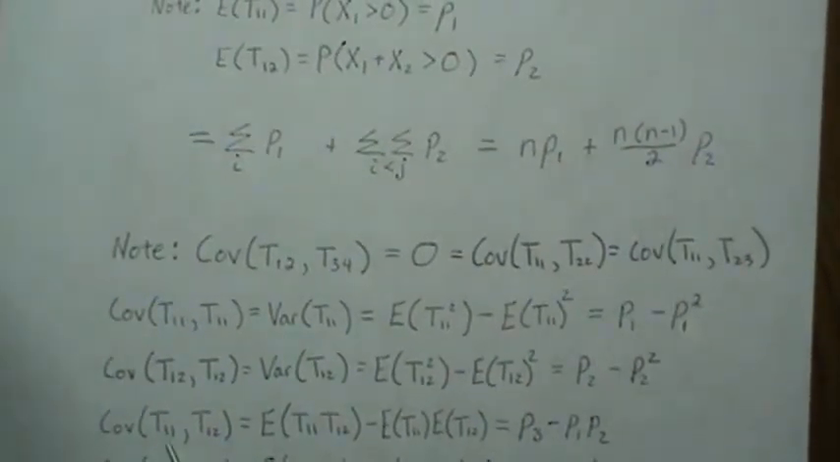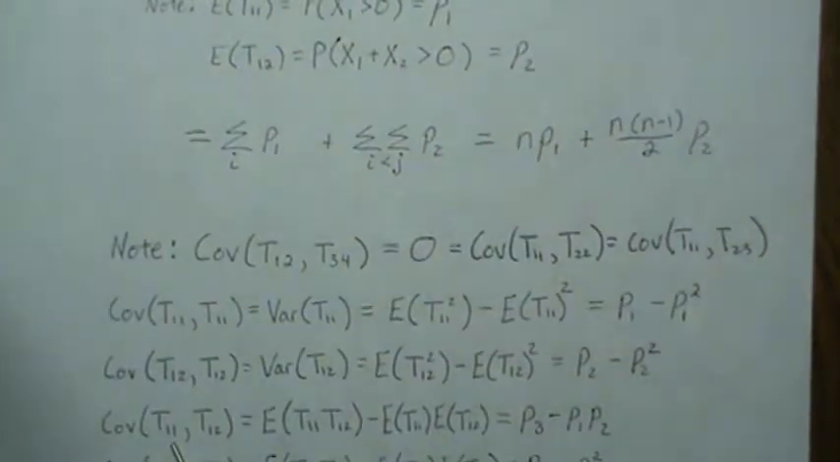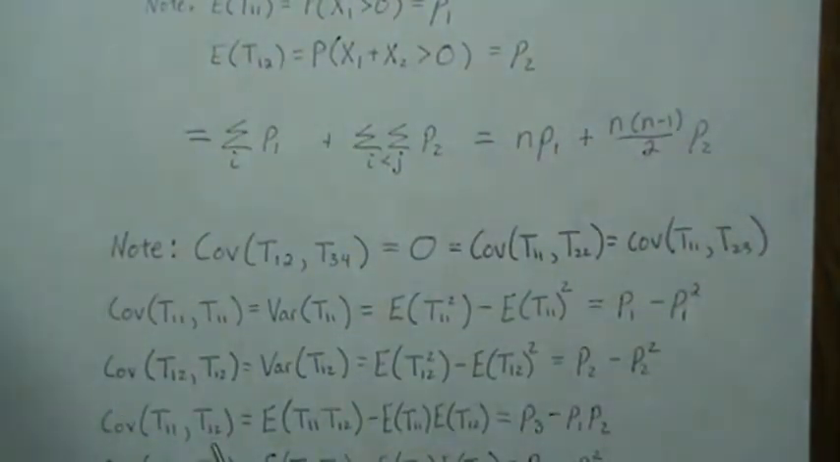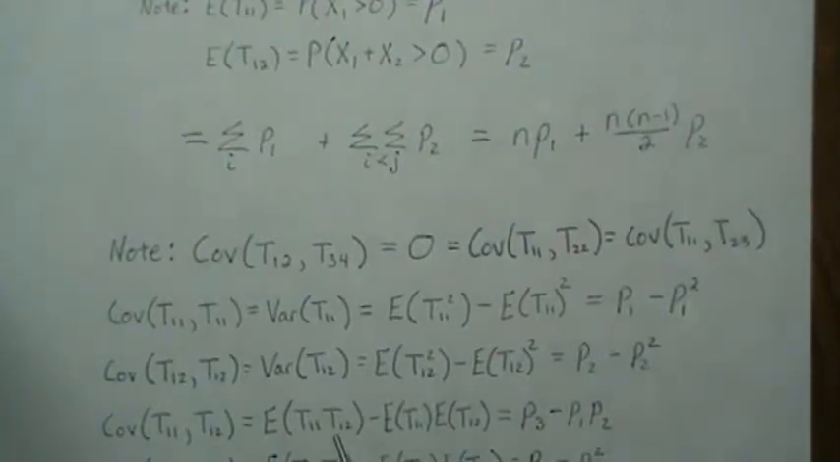And then there are 2 more cases. Here they're equal, and one of these is equal to that. And we look at the expected value of this and that minus, you know, this is the definition of covariance. Let's do this part first. That is P1, and this is P2.